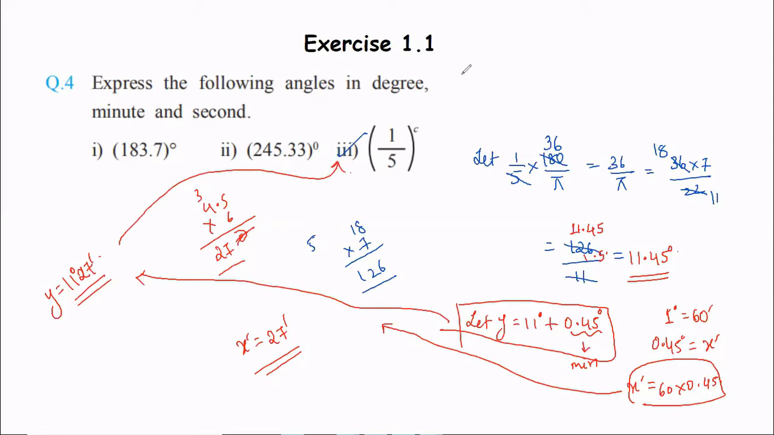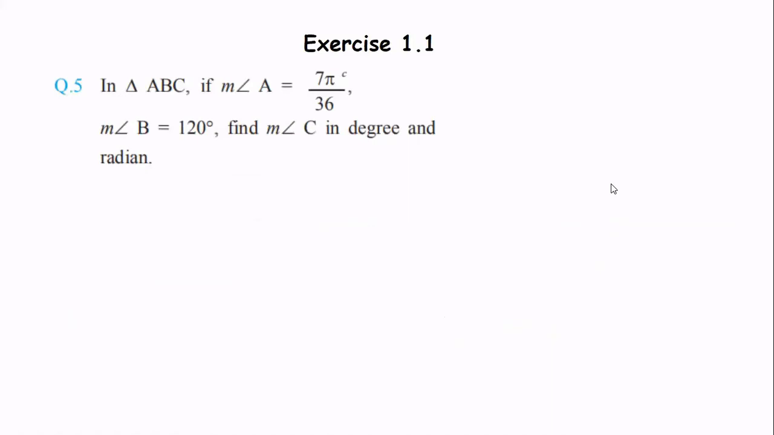Moving to the next sum, the fifth one. From the fifth one, word problems start. Proper word problems will begin. So let's understand the fifth question first. There's a triangle ABC. In triangle ABC, measure angle A is equal to 7 pi by 36 radian. Measure angle B is equal to 120 degrees. We need to find measure angle C in terms of degrees as well as radian.